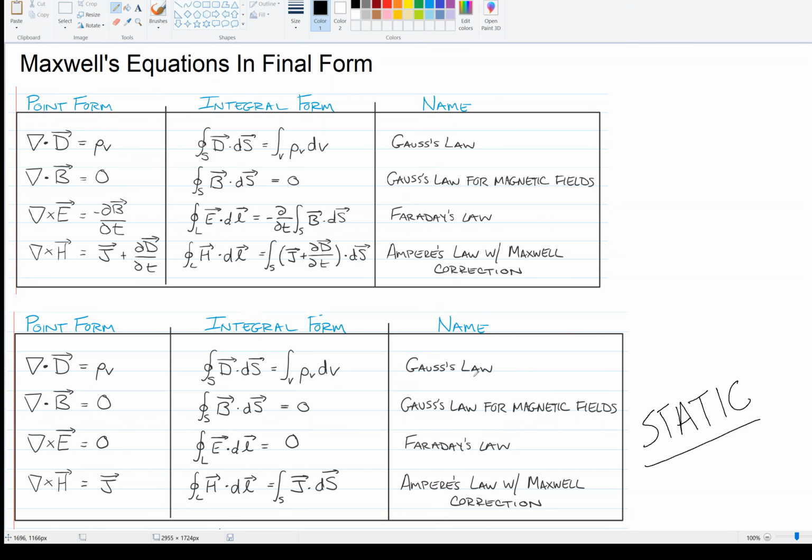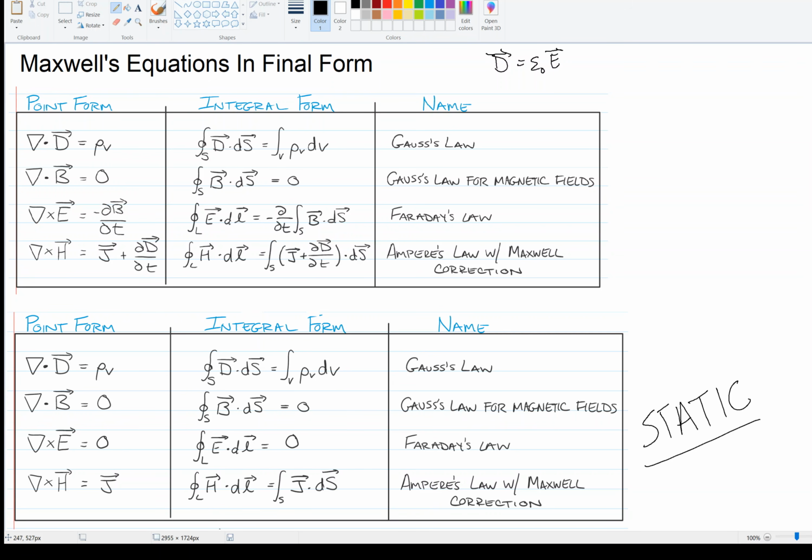In the top table are his equations in their most general form, and you can see these in a few different versions or iterations. For example, you can introduce an epsilon zero into D and make this an E, because you know that the electric flux density is the permittivity times the electric field, right? And so you can go back and forth between D and E by introducing epsilon zero into these equations. Similarly, you can go back and forth between B and H by introducing mu zero into these equations.